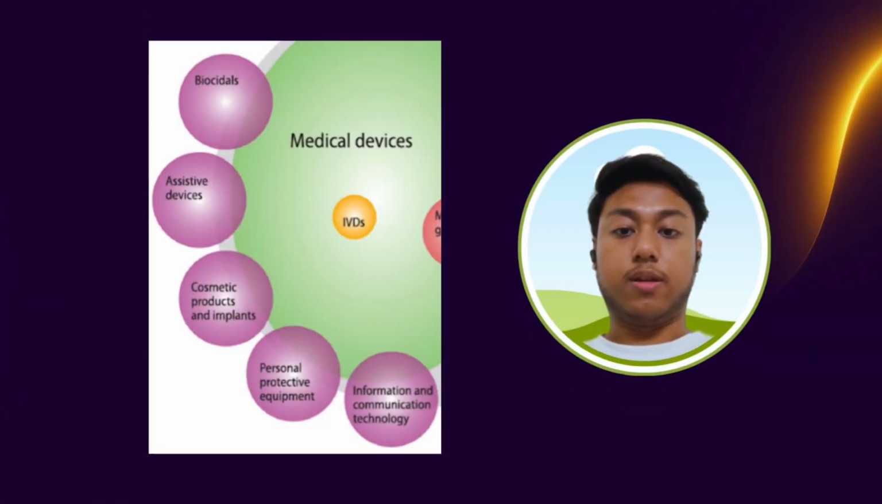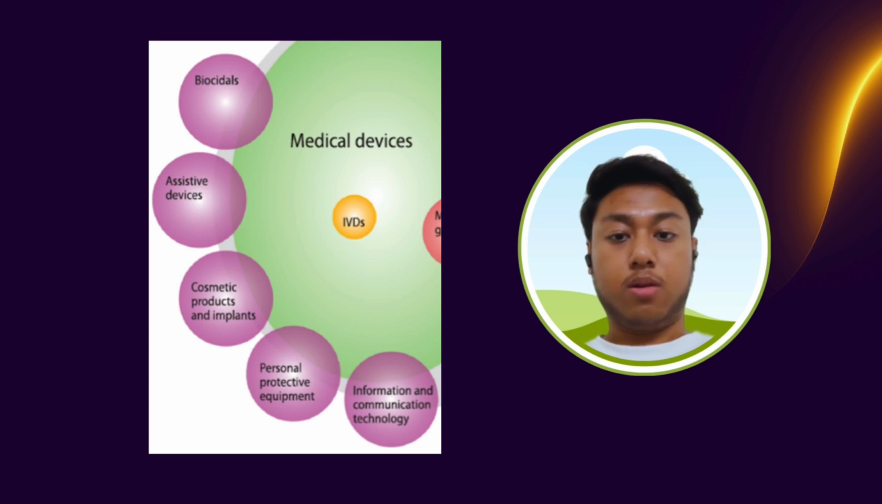So let's focus on this green area first, which is the medical devices. Medical devices are any tool, equipment, or programs that are used to diagnose, prevent, or treat diseases, but it does not work through chemical action inside the body directly. A few examples of medical devices are assistive devices like wheelchairs and hearing aids, and also PPE or personal protective equipment such as face masks. So these medical devices work physically or mechanically, but not by changing the body's chemistry.